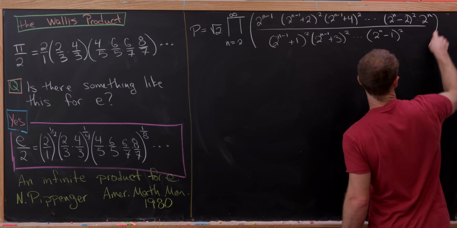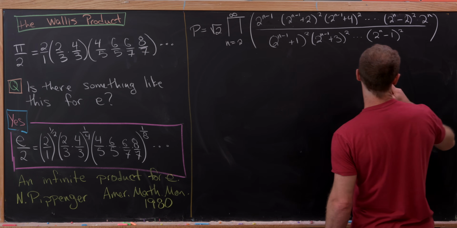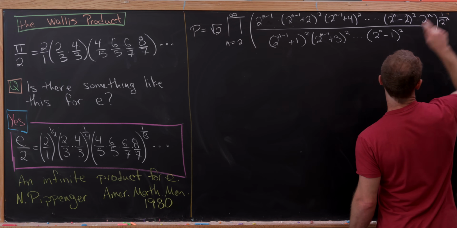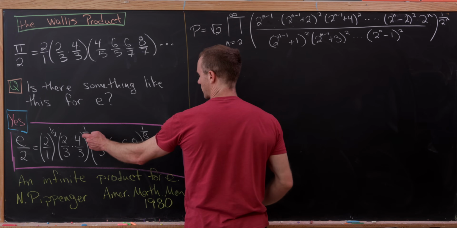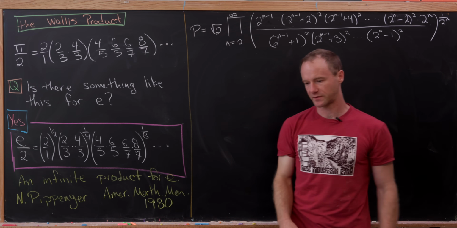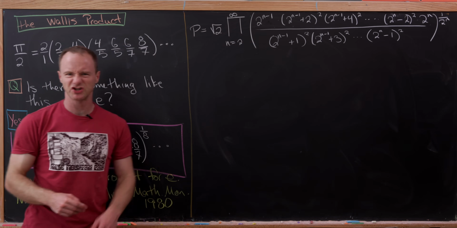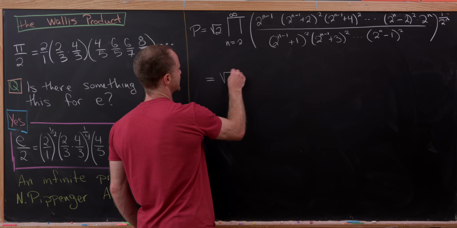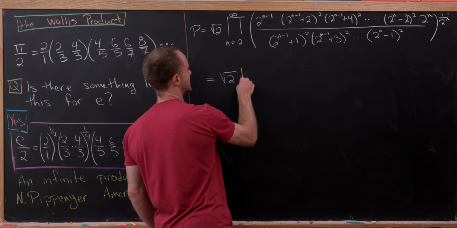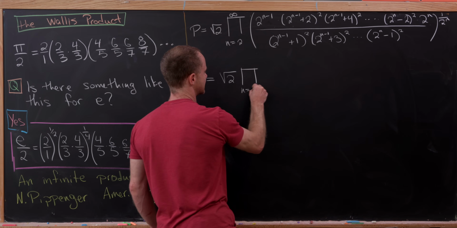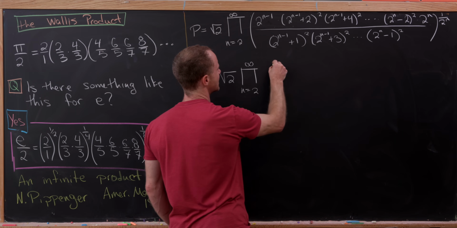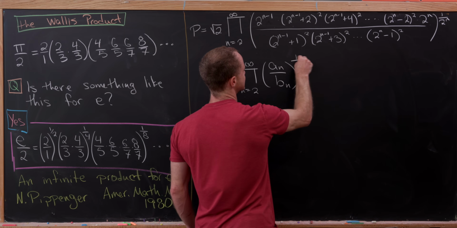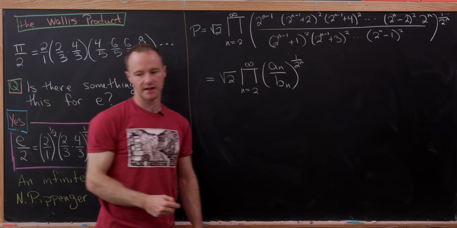Okay, and then just so that we don't forget, we need to raise this whole thing to the 1 over 2 to the n power. This is 1 over 4, 1 over 8, and so on and so forth. But now I'm going to introduce some notation just so that we can work with these terms individually. I'll still have the square root of 2, and now I'll have my product as n goes from 2 up to infinity. And now I'm going to write this as a sub n over b sub n, all raised to the 1 over 2 to the n.